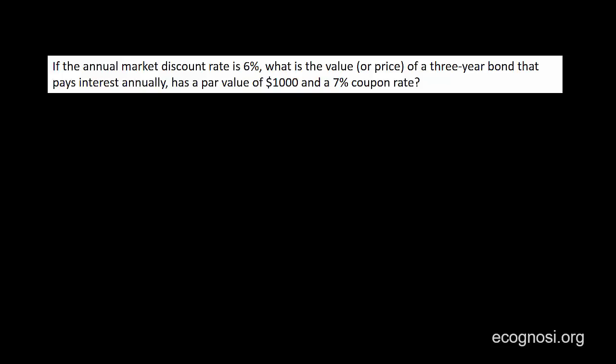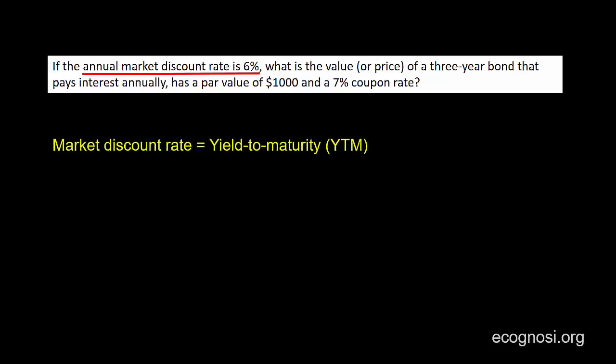Let's take some notes based on the information we've got. The annual market discount rate is 6%. This is the rate we'll use to discount the bond's promised payments. In bond markets, this is called the bond's yield to maturity, YTM. I will denote this with Y, Y for yield. We want to calculate the bond's value or price. We will denote this with V sub 0, V for value, or alternatively, P sub 0, P for price.